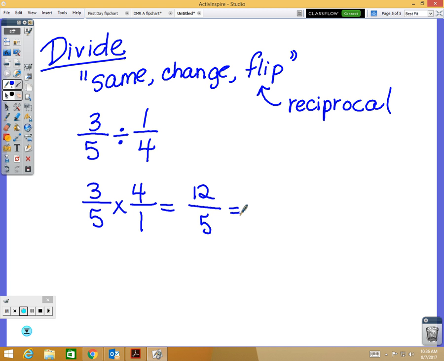5 goes into 12 how many times? 2. That'd give me 10. So how many would I have left over? 2. So 2 and 2/5 is my final answer.